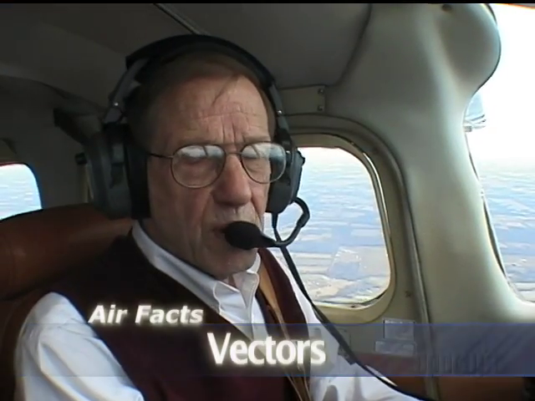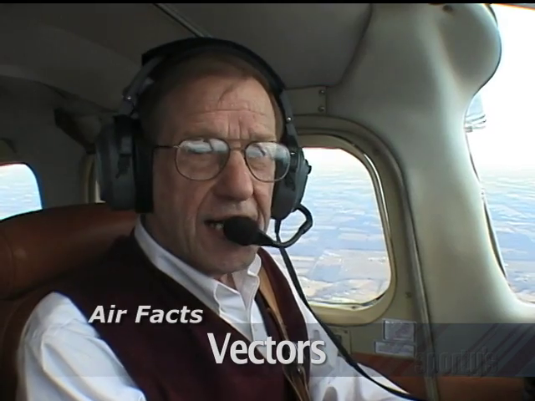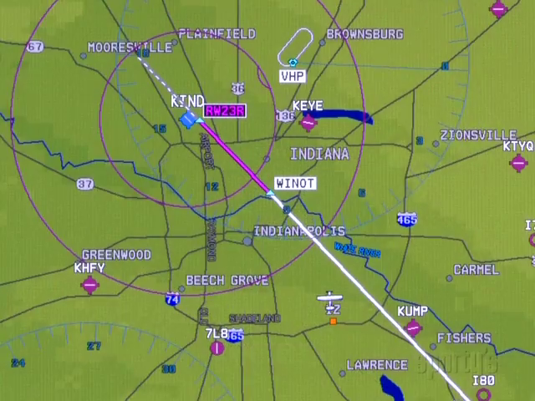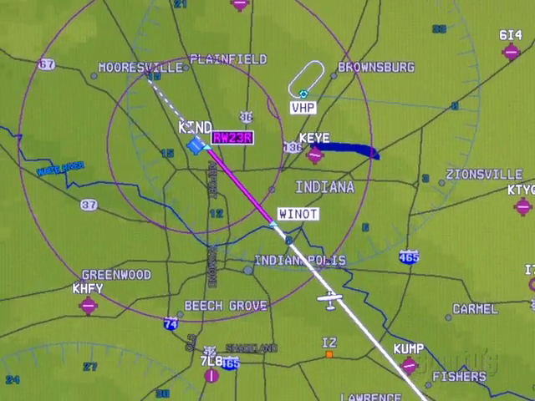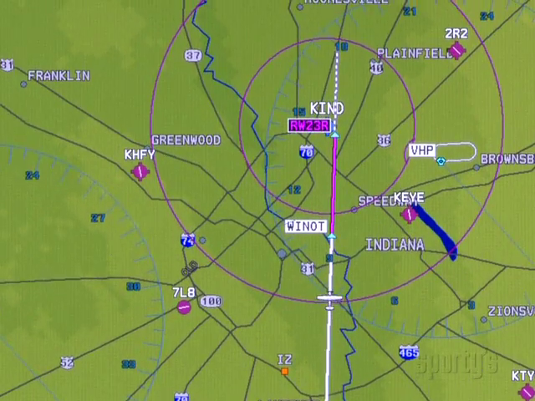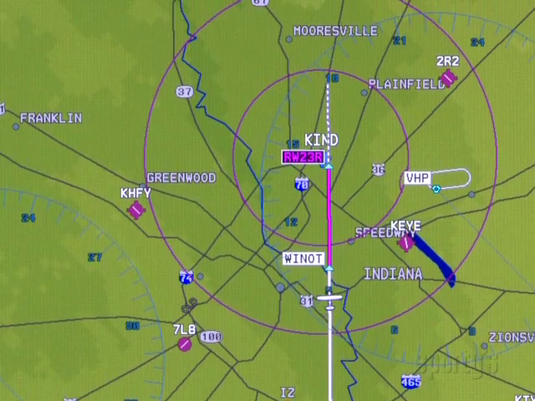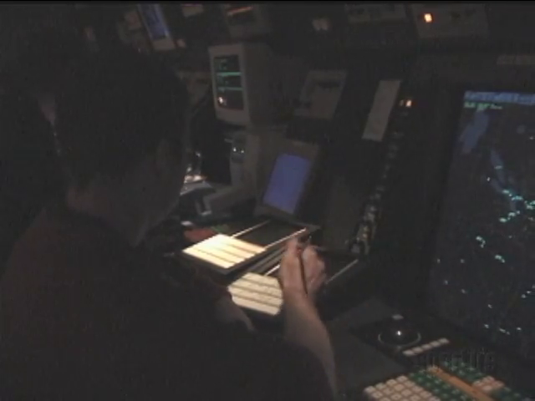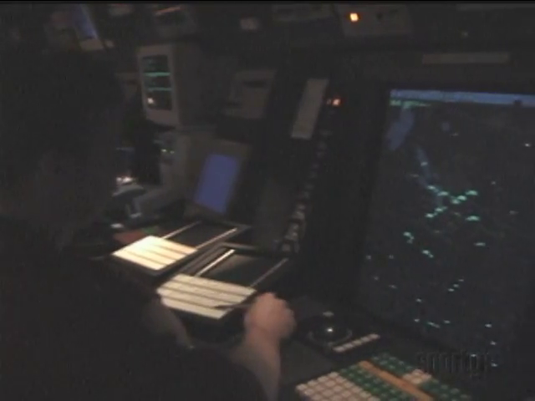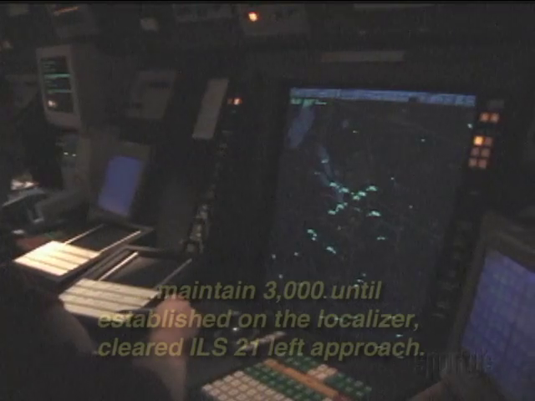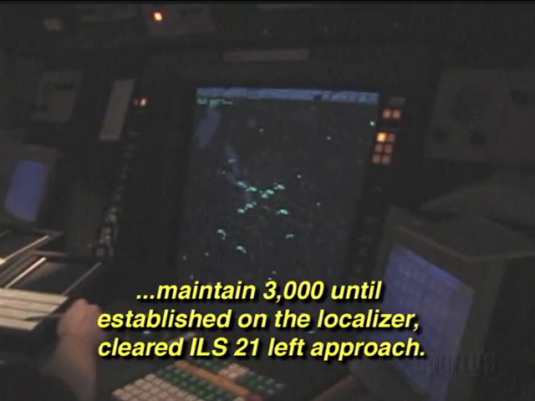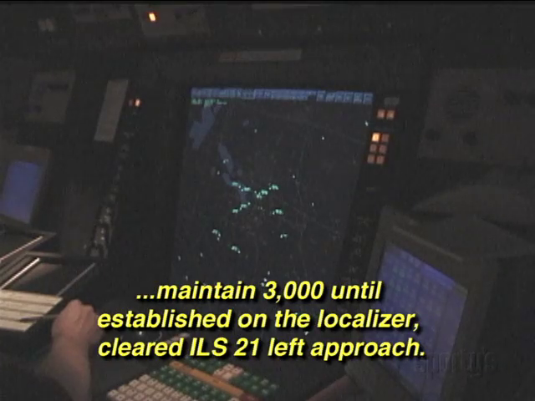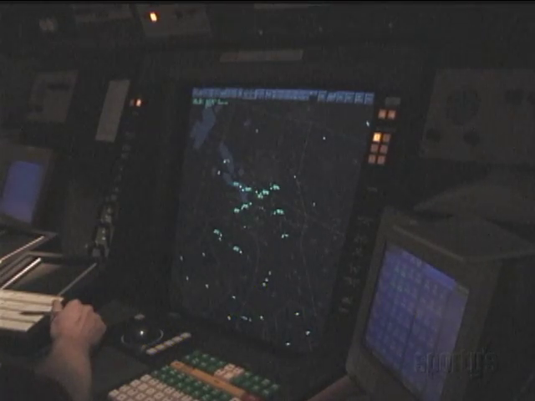Most approaches to airports served by air traffic control will likely have some vectoring. The common procedure is to vector aircraft to the final approach course, though vectoring is also used for sequencing traffic. Generally, the controller will clear you for the approach just before or just after you intercept the final approach course. If you're cleared for the approach before you intercept, it'll likely be with a qualifier that a certain altitude be maintained until the final approach course is intercepted.